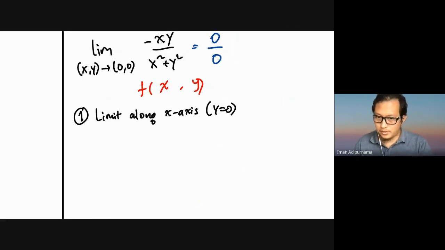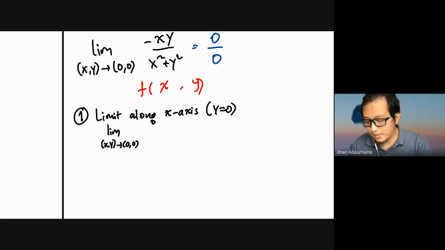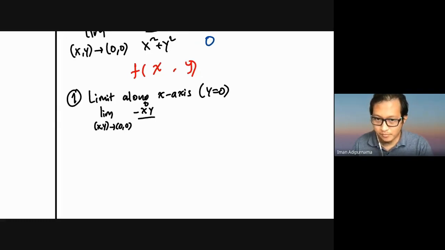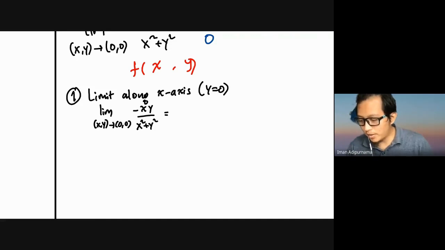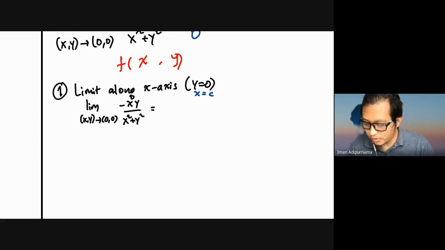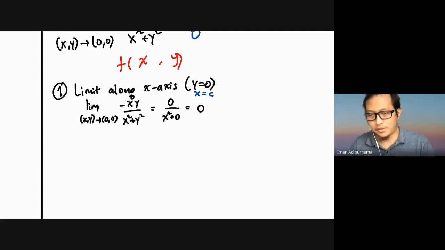Now we can write this as the limit as (x, y) approaches (0, 0). This is how our calculus is being processed. Okay. So let's write the function. And now imagine y is 0 and x is some constant. So y is 0, 0 multiplied by a constant, it will be 0. And it will be having some constant x squared here, and 0. Okay. And it will be 0.